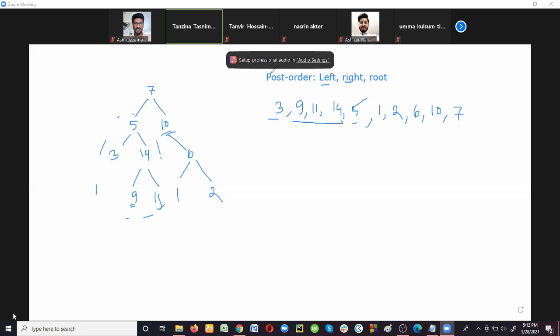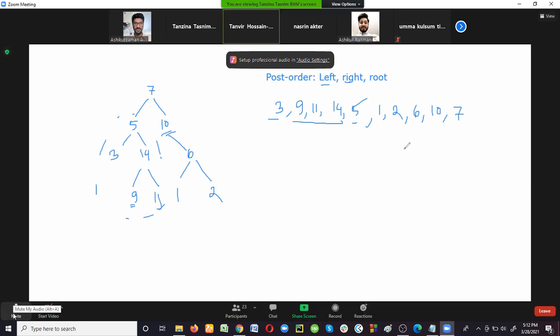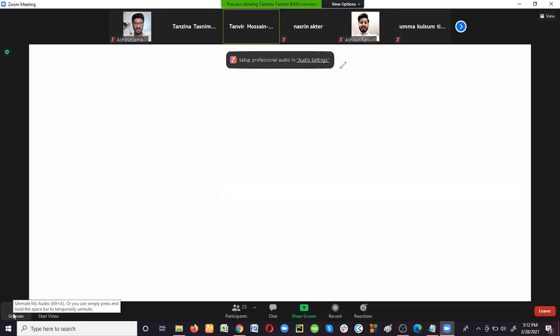Is this clear? This is post-order traversal. So traverse the left subtree first and then the right subtree, after that the root node. Clear? Yes, ma'am. If it's clear, then try to solve this one.